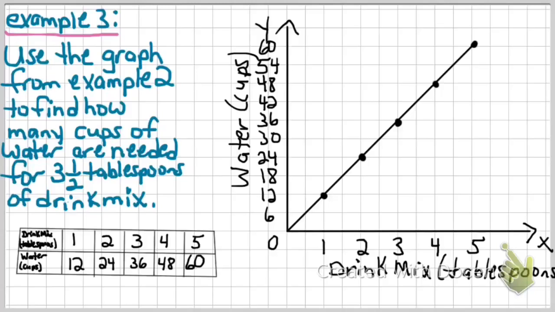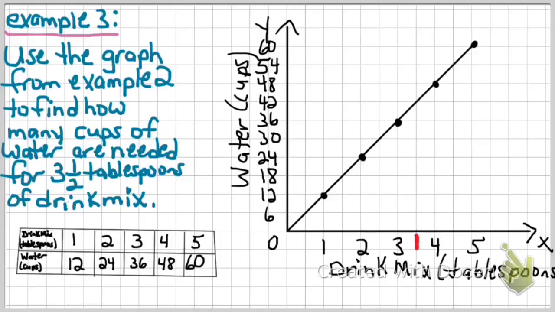Well, it's the drink mix that I'm looking for that I know, 3½ tablespoons of drink mix. So let me go down to my x-axis and find where 3½ would be. Well, 3½ is definitely going to be right smack in the middle of 3 and 4. So this would be my 3½ line. With my finger, follow that 3½ line up to my graph and see where it ends. Then I can look over at my y-axis and see how many cups of water I need.